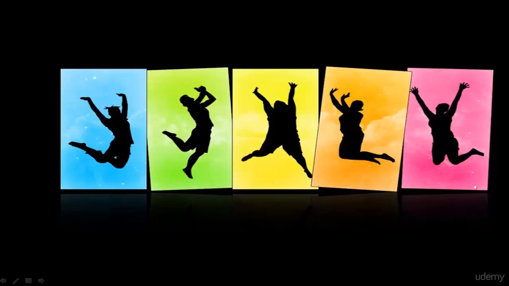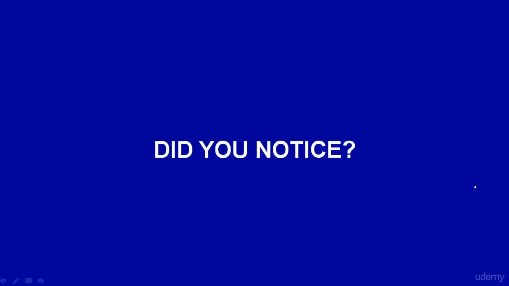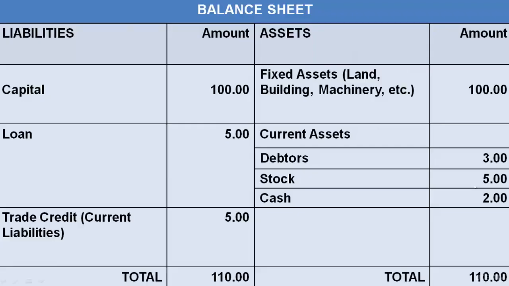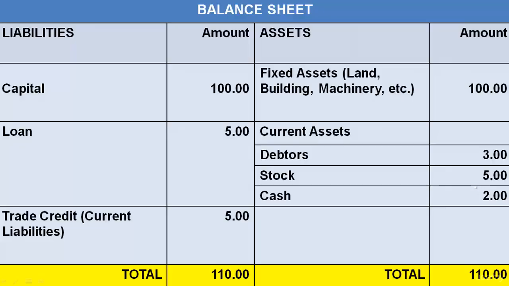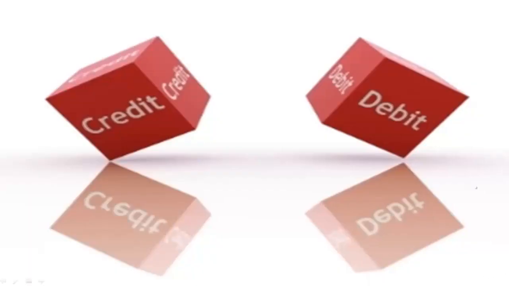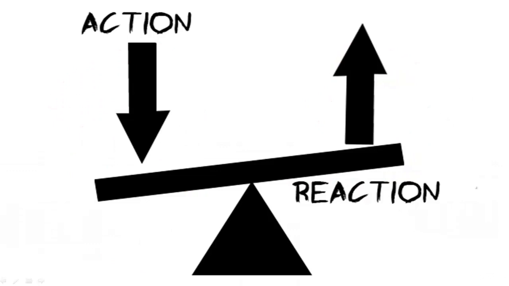So this is all about the balance sheet. We have recorded the liabilities on one side, assets on the other side. It can be vertical, it can be horizontal. But here, did you notice total on both sides same? Yes, total on both sides same. It's because of something called double entry concept. For every debit there is going to be credit, or put it in this way, for every action there is a reaction. So balance sheet will always tally. So this is all about balance sheet and income statement.